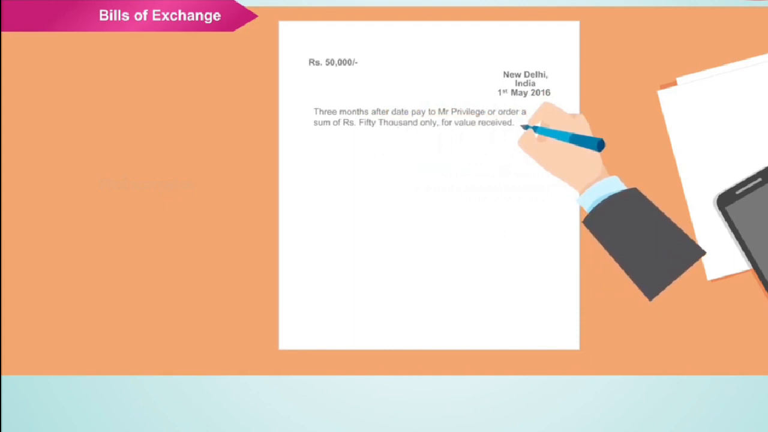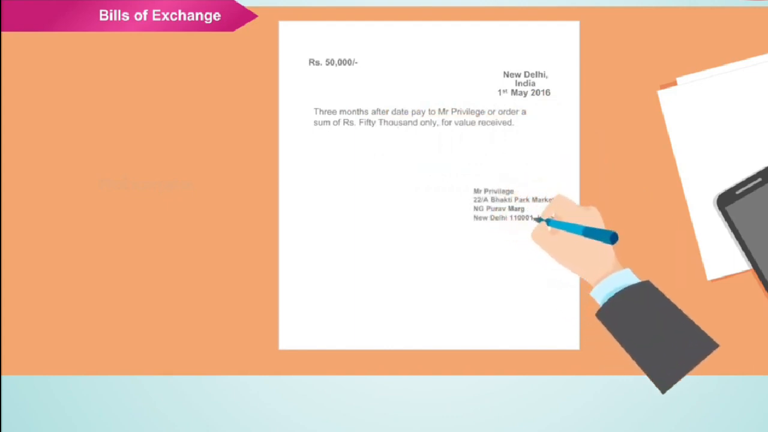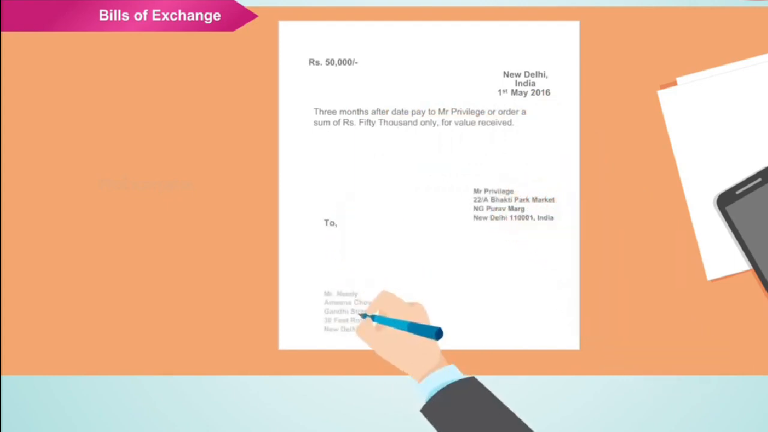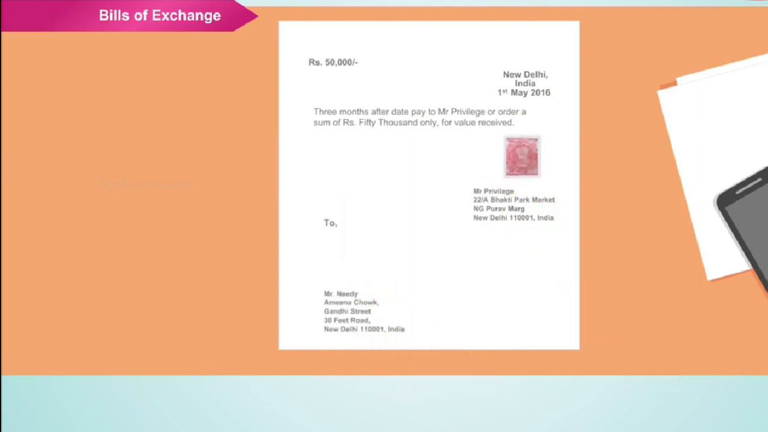Mr. Privilege writes down his own name and address and Mr. Needy's name and address. Then Mr. Privilege puts a stamp and signs the paper. Well, what Mr. Privilege has drawn here is known as a bill of exchange.